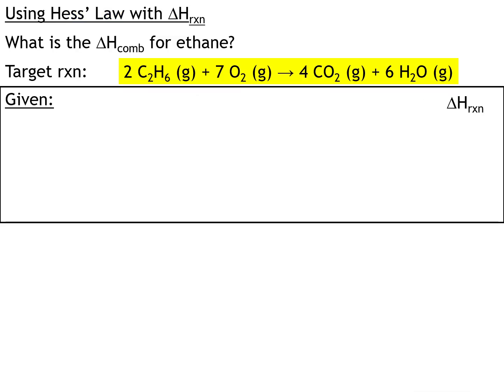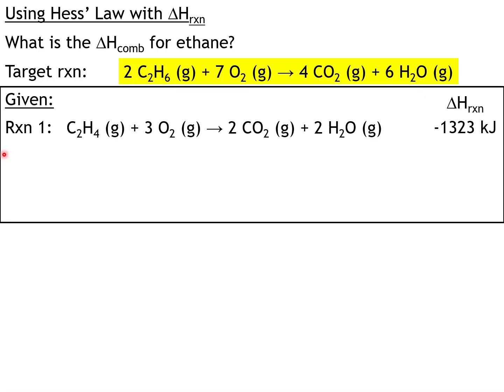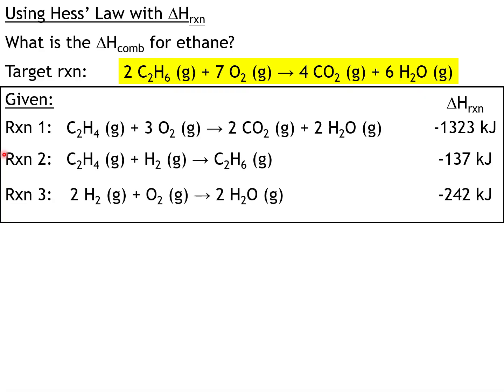So here's another way that you can do it. You can combine different heats of reaction. So here we're trying to find the heat of combustion for ethane. So our target reaction is 2 ethane plus 7 oxygen gives us 4 CO2 and 6 H2O. And we are given a couple of different reactions. So we have 3 reactions in total.